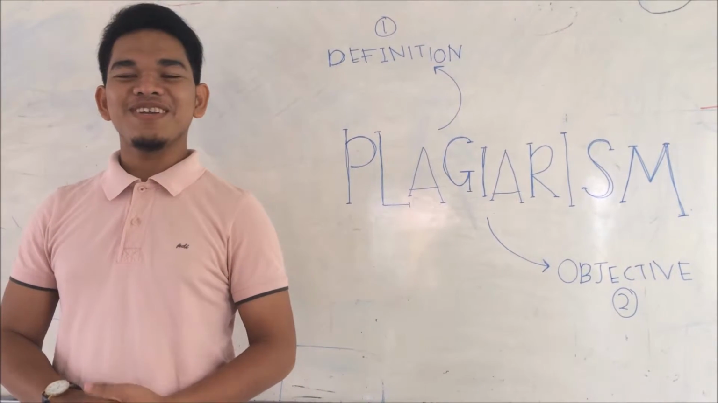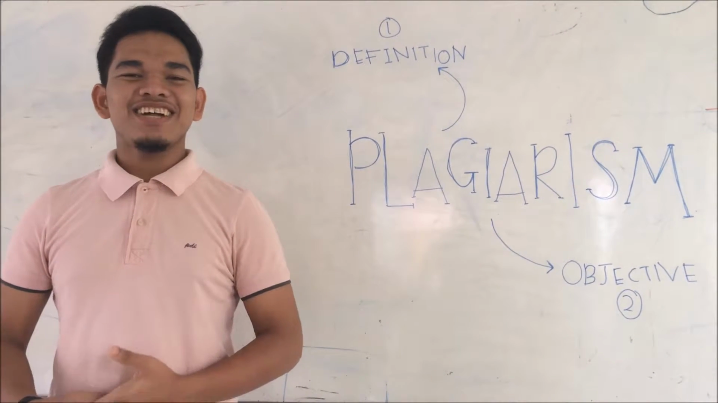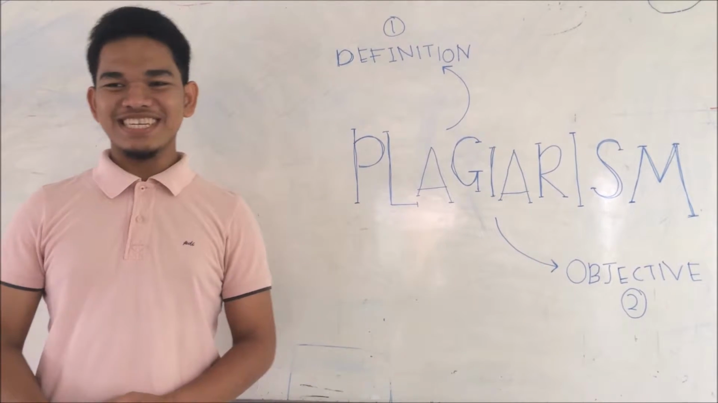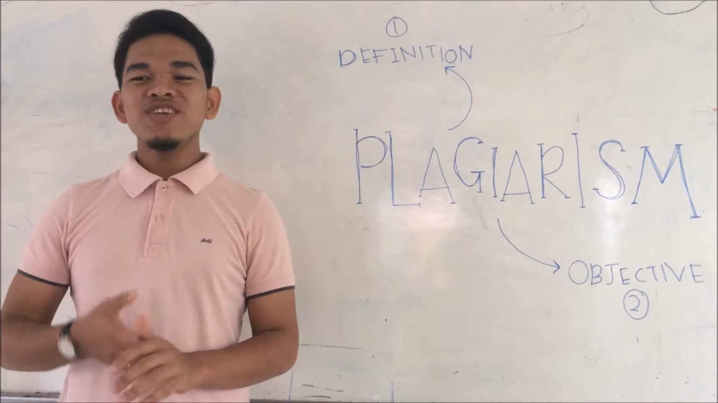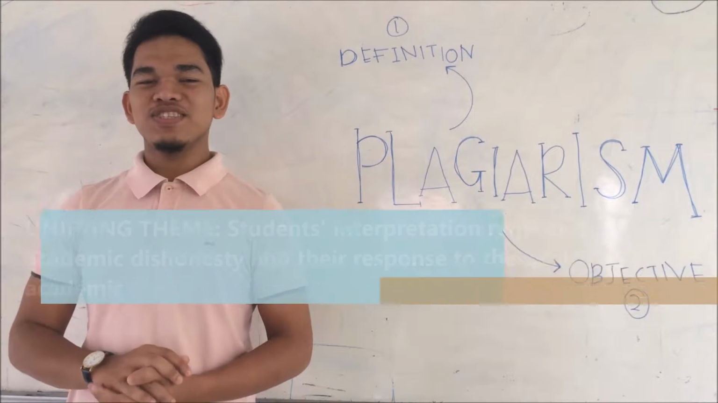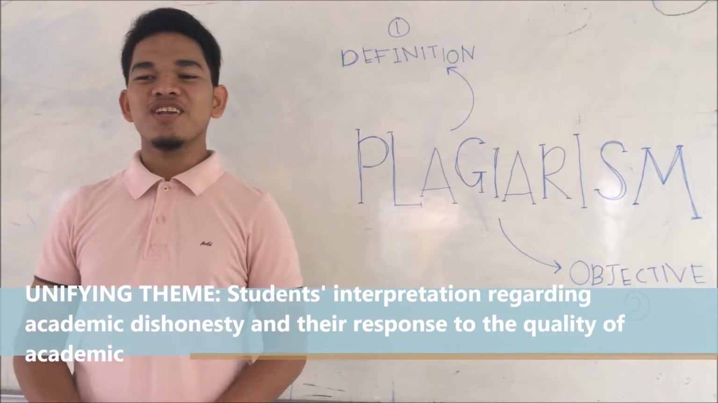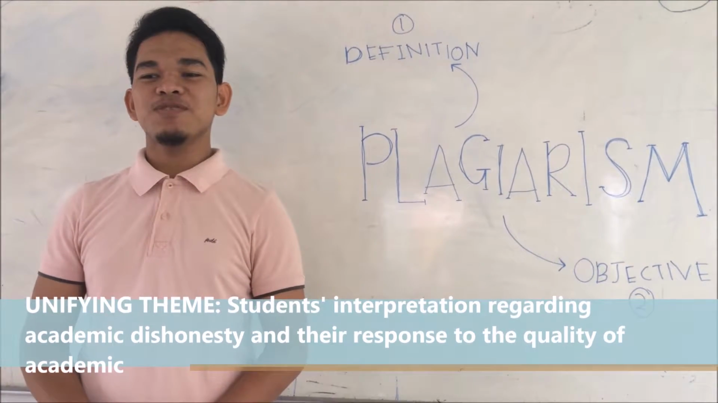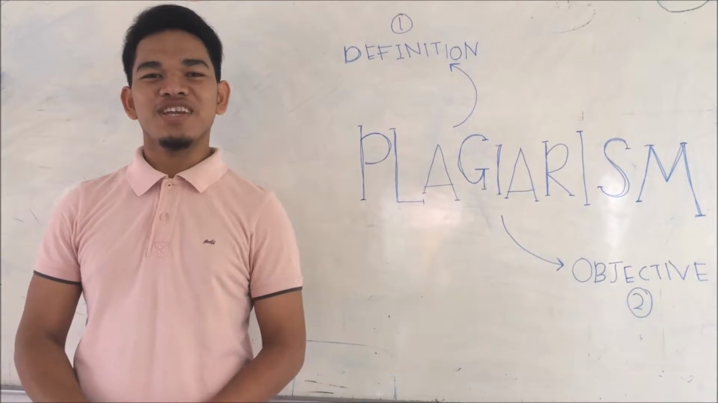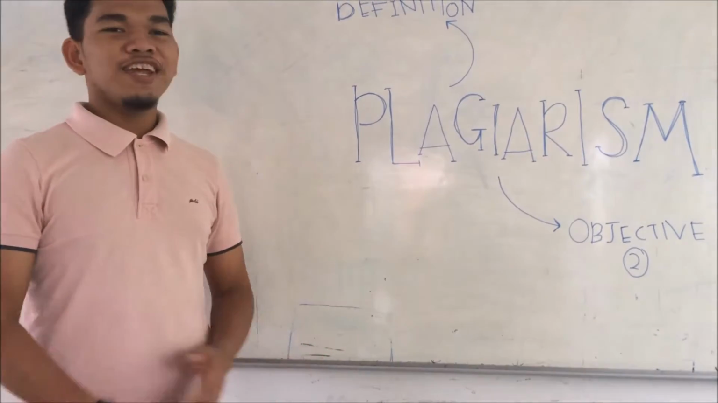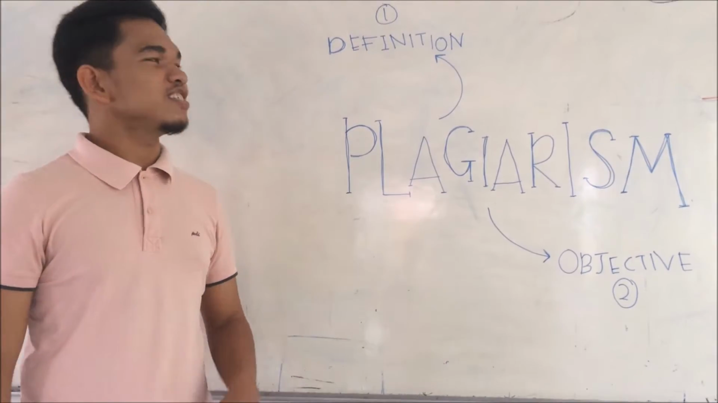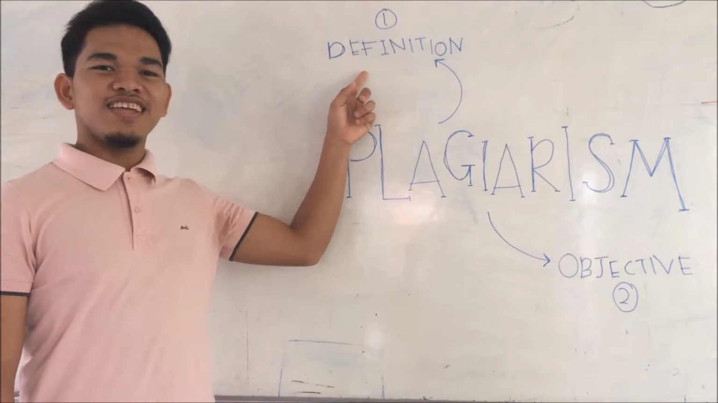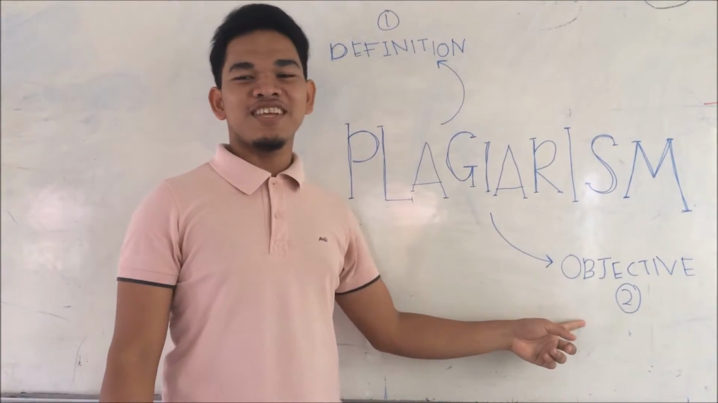Okay, hello everyone, my name is Ashraf Ismail, and our group topic is about plagiarism. The unifying theme for our group is student interpretation regarding academic dishonesty and their response to the quality of the academic. Okay, then our first two themes are, first is definition, and the second one is objective.